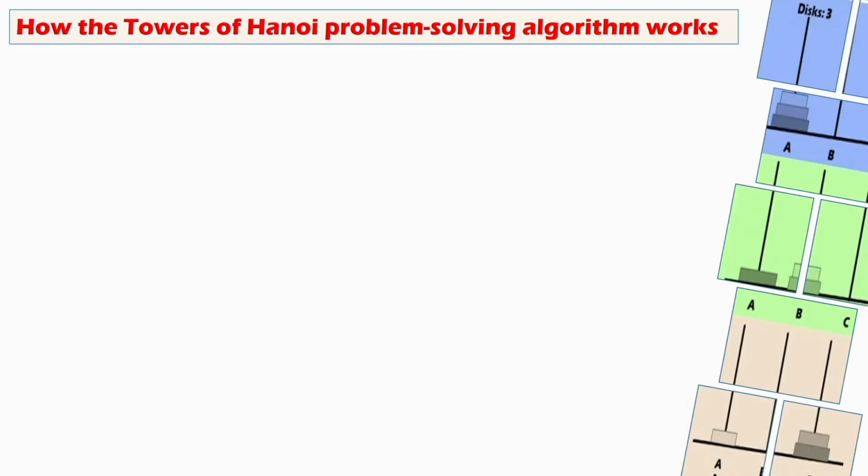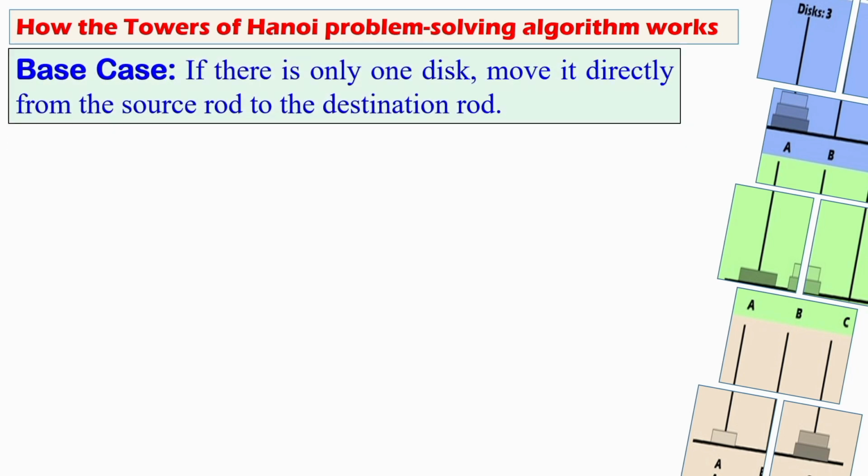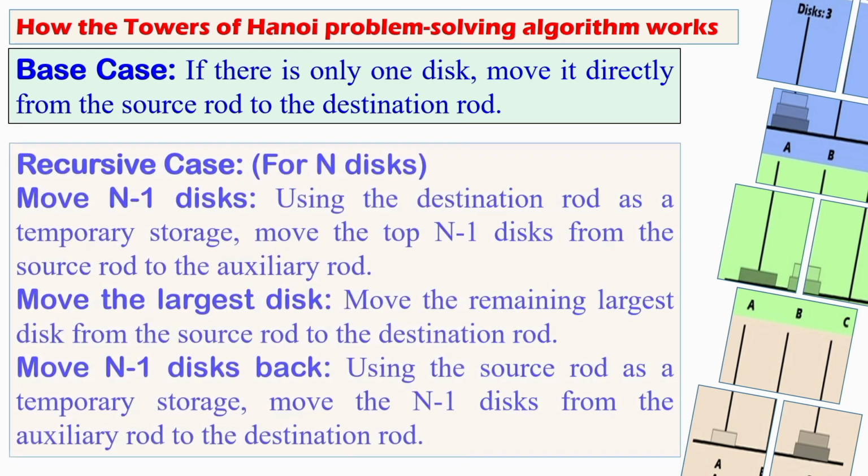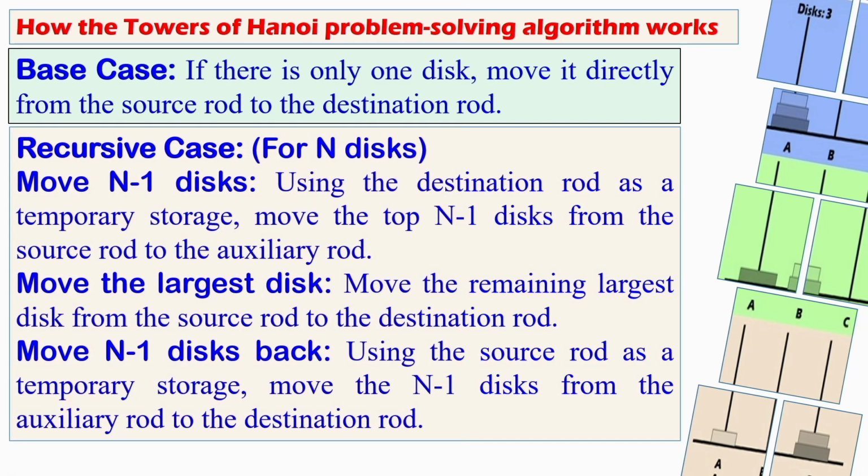So having understood what the Towers of Hanoi is, let us now see how the Towers of Hanoi problem-solving algorithm works. The base case is if there is only one disk, move it directly from the source rod to the destination rod. And the second case is the recursive case, which is for n disks.